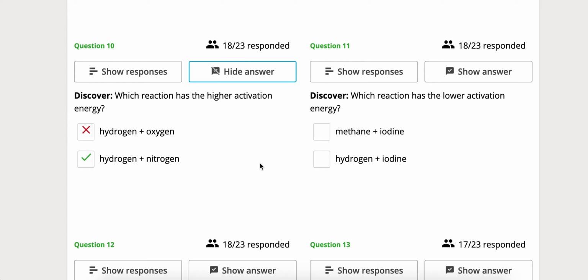For question 11, which reaction has the lower activation energy? Methane and iodine, or hydrogen and iodine? The correct answer here would be between hydrogen and iodine, and the reason for that would be because this particular reaction requires 1 input of energy in the simulation compared to 3 for methane and iodine.